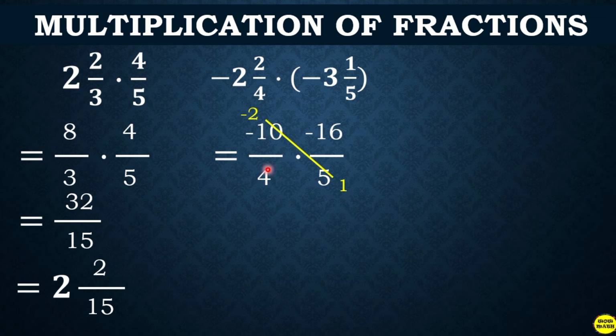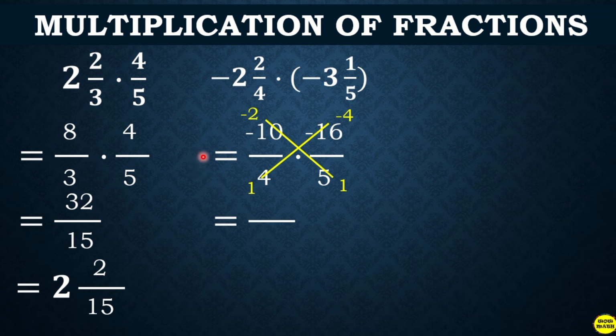And then this one, pwede rin. Pwede natin siya i-divide by 4. Okay. So, 4 divide 4, that is 1. And then, negative 16 divide 4, that is negative 4. So, mas mababa na yung numbers na i-multiply natin. Instead of multiplying negative 10 times negative 16 and then 4 times 5. So, ngayon, mas mababa na siya.